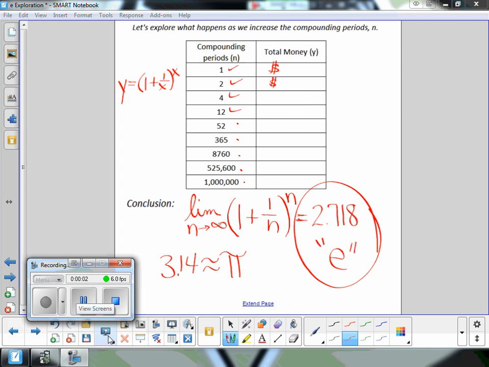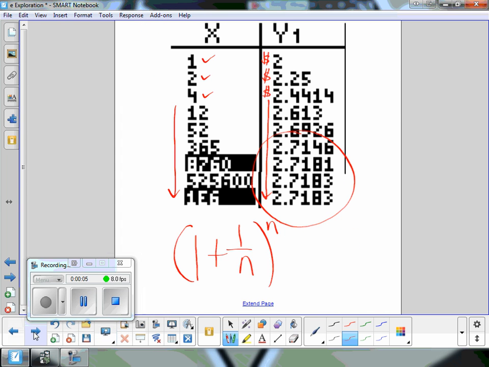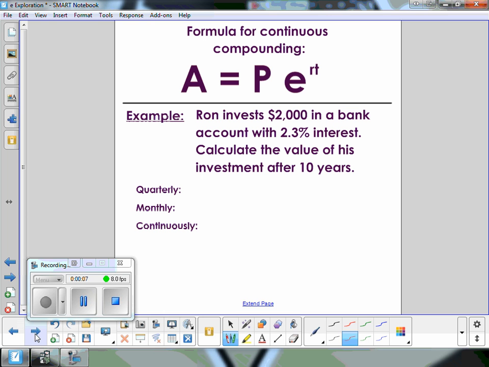Now, the next part of the lesson involving the number e is to actually use it in a formula where you're going to compound your money. In the past, we've been able to do a problem like this. Ron invests $2,000 in a bank account with 2.3% interest. We're going to calculate the value of that investment after 10 years.